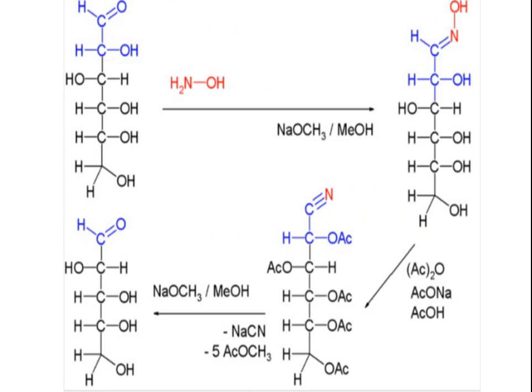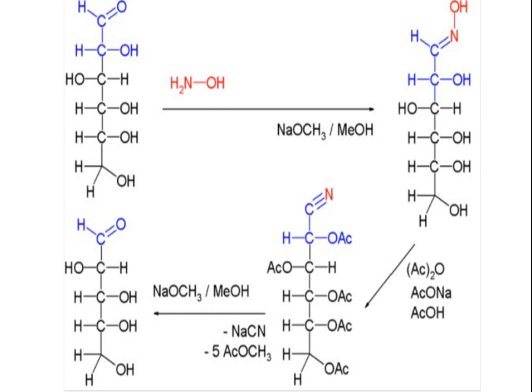Wohl degradation. This is the structure of your glucose, and in case of Wohl degradation, you are treating it with hydroxylamine and sodium methoxide. So what will happen? This hydroxylamine, this NH2 group will condense with this carbonyl group. So you will get this imine structure.